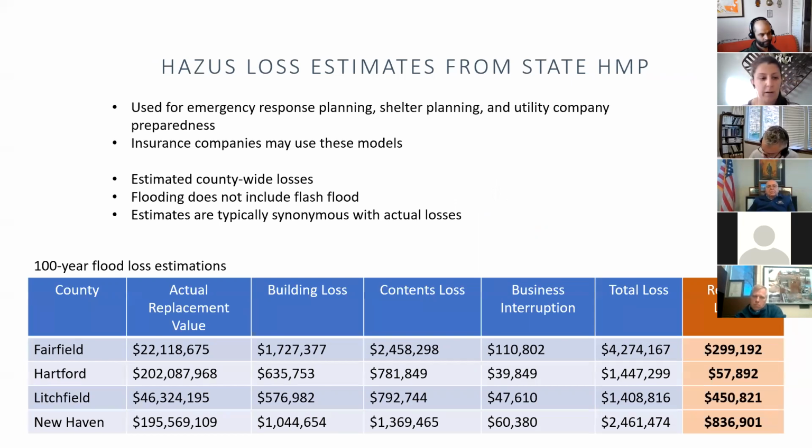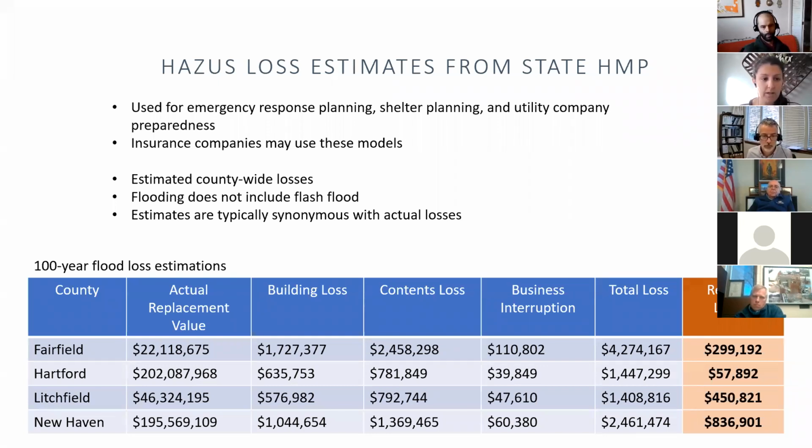So HAZUS is a modeling program. It's used for emergency planning, shelter planning. Utility companies use this for preparedness, and some insurance companies also use it as well. It's a countywide tool. It runs on a countywide basis. Flooding doesn't include flash flooding, just to keep in mind. And then oftentimes these estimates we do find are pretty synonymous.